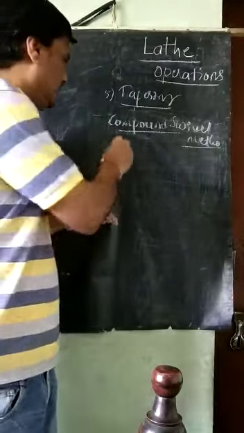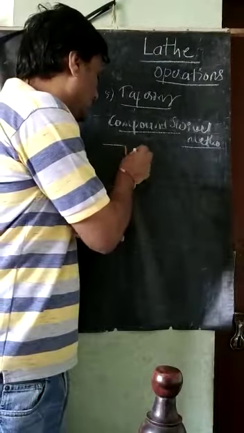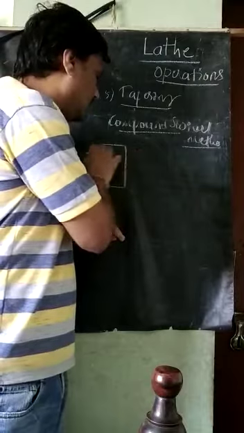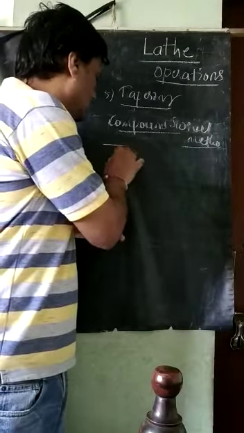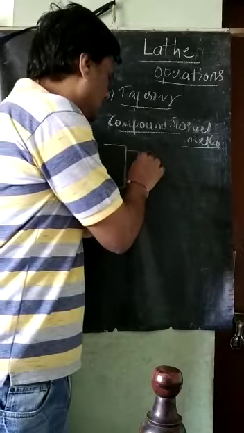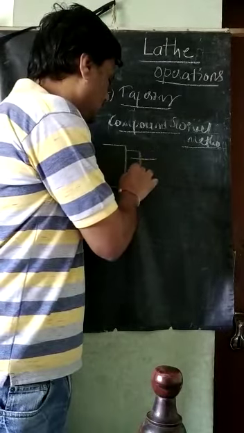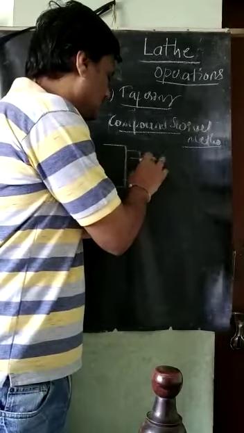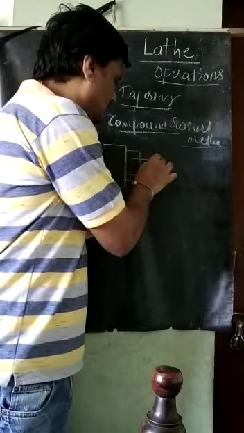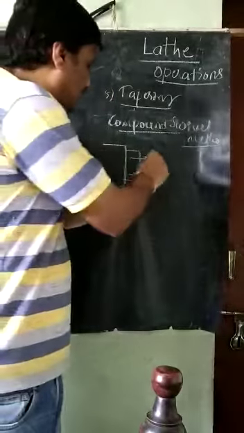So definitely there is the headstock here. In this headstock there will be the live center. There will be the chuck here. In this chuck there will be the metal cylindrical object on which we have to make that taper, that has to be set here in this case.